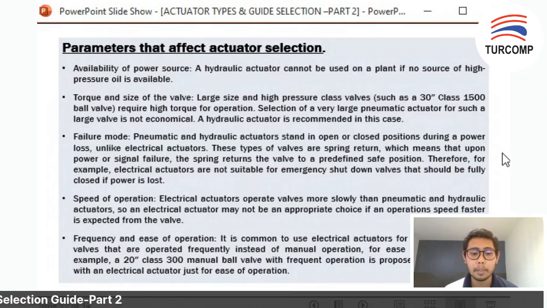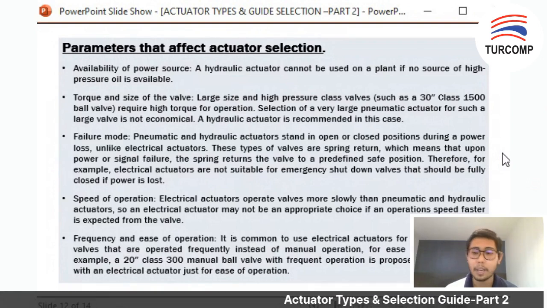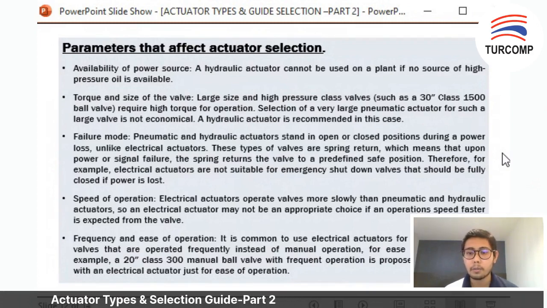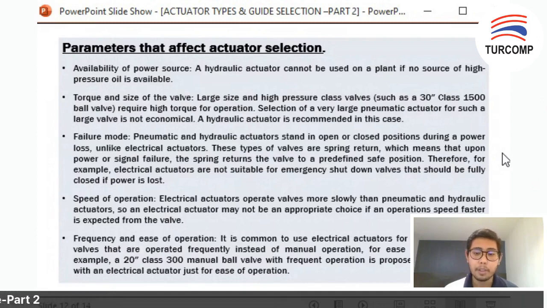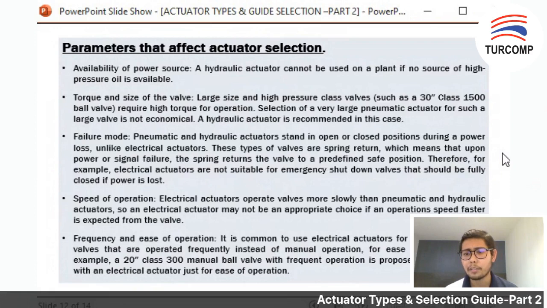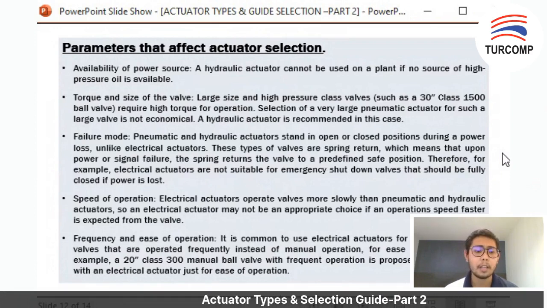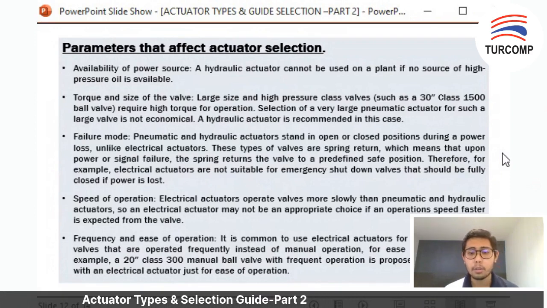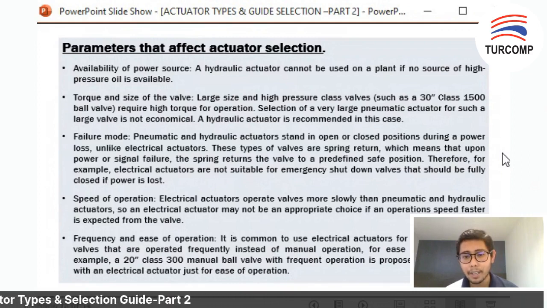Number two is depending on the torque requirement and size of the valve. So large size and high pressure valve class. Let's say we have a 30-inch size plus 1500 class valve that requires high torque for operation. So selection of a very large pneumatic actuator for such a large valve is not economical. So instead, a hydraulic actuator is recommended in this case.